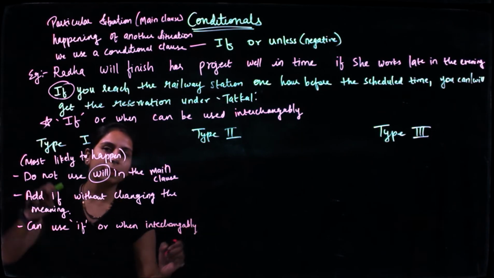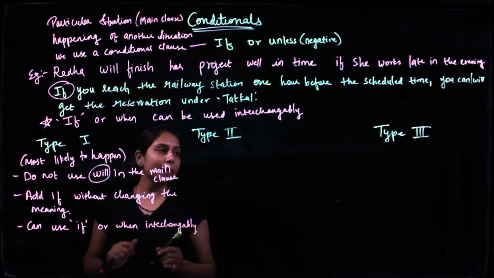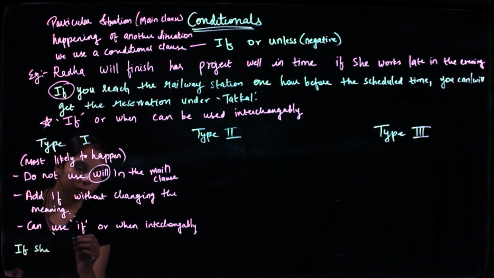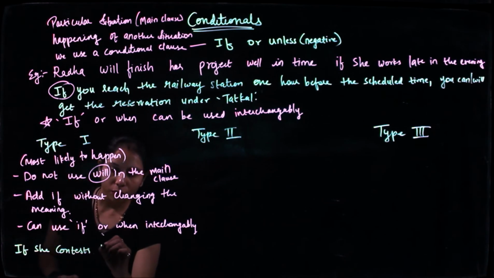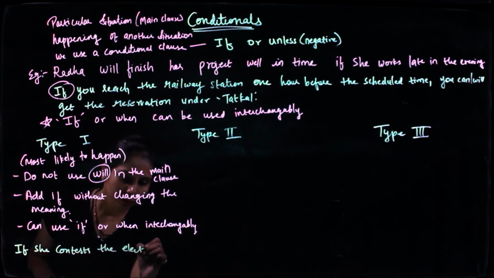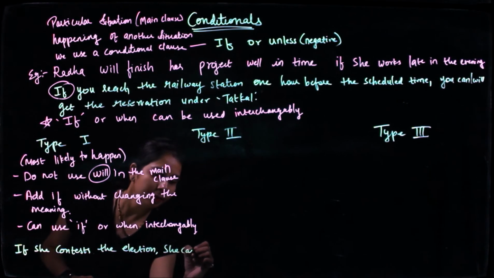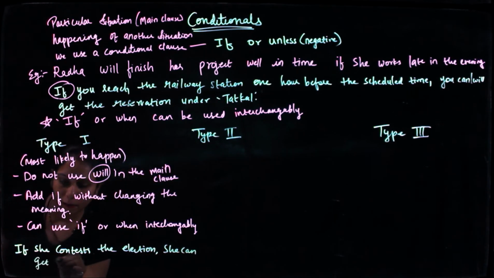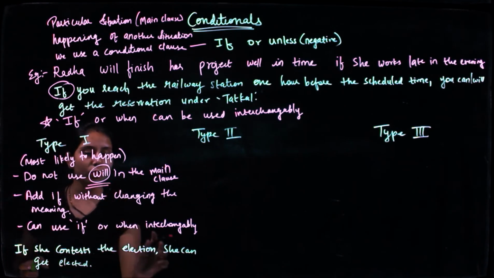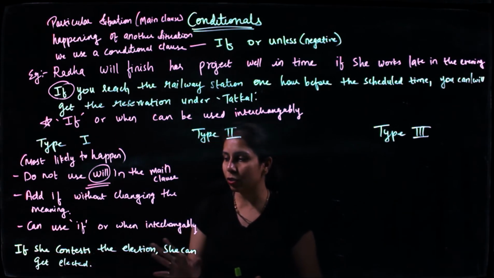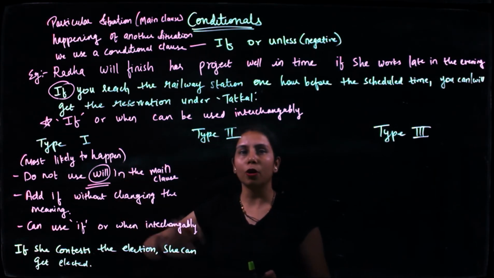All right. So these are the three conditions of type 1. I would give you an example over here. If she contests the election, she will or she can get elected. Now I cannot add will, as I rightly said to you, so I have to add can over here. So if she contests the election, she can get elected. This is the example of type 1.